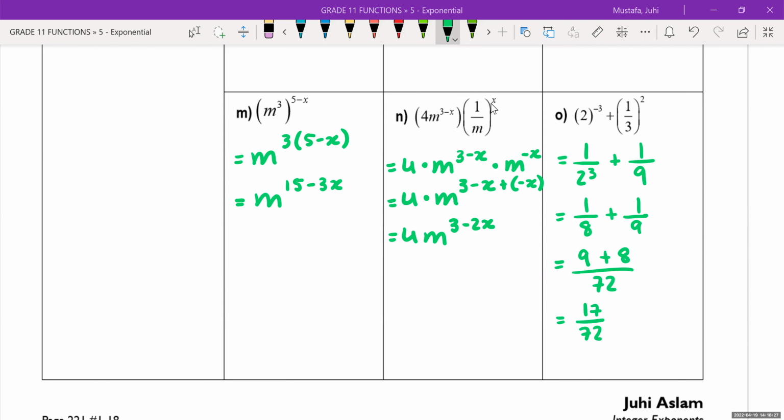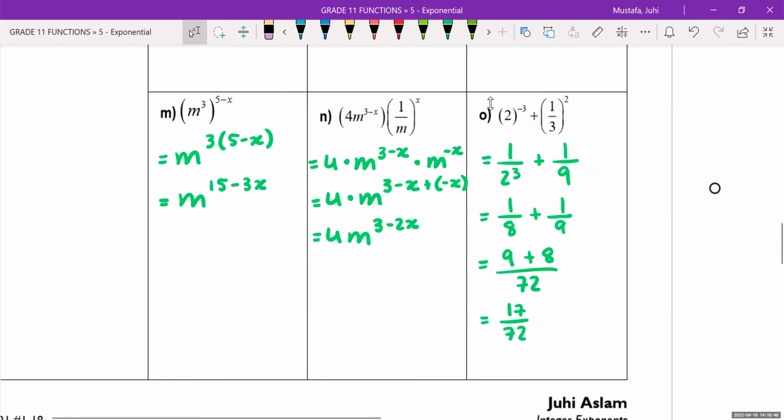Why do you have negative x for n in the second step? I don't, what do you mean by n? All I did was I took the 2 m's, like let me just separate this a little bit. So I looked at these two and I noticed that they have the same base. There's a multiplication sign, so I'm adding the exponents together. 3 minus x plus negative x. And that's how I ended up getting 3 minus 2x.